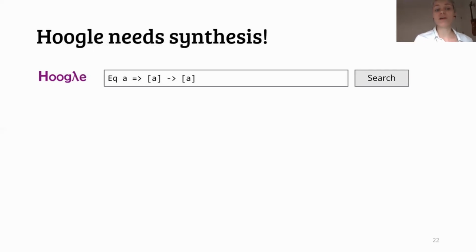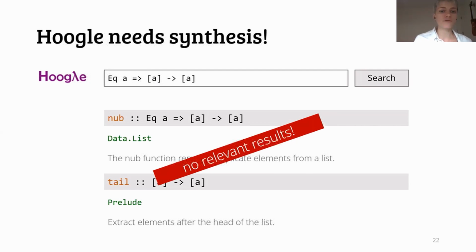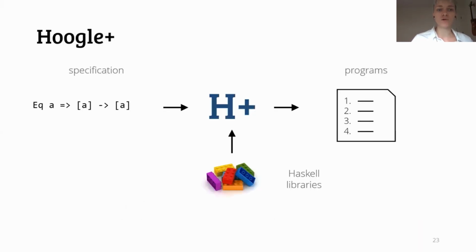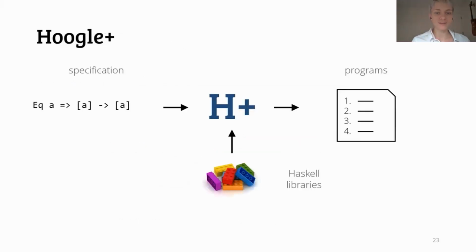If you figure out this type and put it into Google, you'll get some results, but basically none of these results are relevant. The first function, nub, does remove duplicates, but it removes all the duplicates from a list. That's because there's no single library function that does exactly what we want. So we figured out that Google needs synthesis, so that we can put library functions together. We built this tool that, if you give it the type for deduplicate and a bunch of Haskell library functions, gives you a ranked list of programs that you might want.